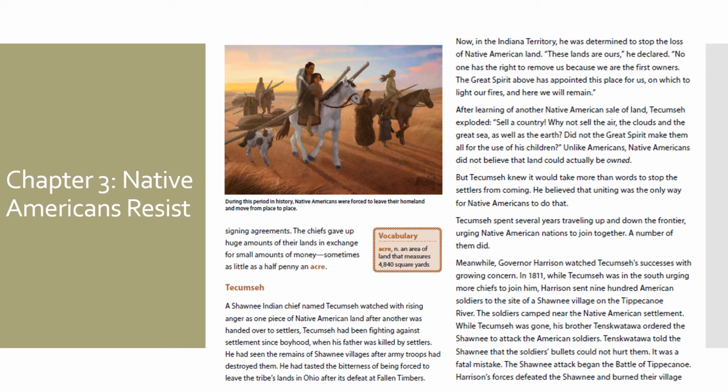Tecumseh. A Shawnee Indian chief named Tecumseh watched the rising anger as one piece of Native American land after another was handed over to settlers. Tecumseh had been fighting against settlement since boyhood, when his father was killed by settlers. He had seen the remains of the Shawnee villages after army troops had destroyed them. He had tasted the bitterness of being forced to leave the tribe's lands in Ohio after the defeat at Fallen Timbers. Now in the Indiana Territory, he was determined to stop the loss of Native American land.